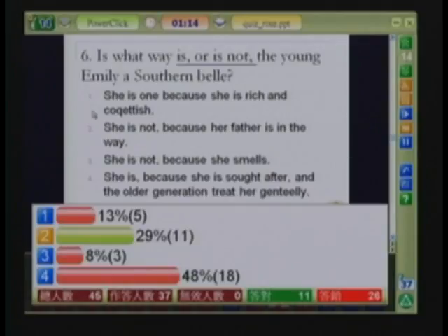Okay, so she is a Southern belle because of her position as an aristocratic lady. But this reason really doesn't fit her, because she's not really pursued. She's very lonely. As a young lady, she's very lonely. So the correct answer should be number 2. She is not because her father is in the way. Okay, let's move on.